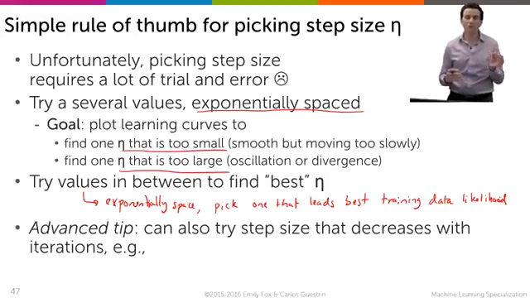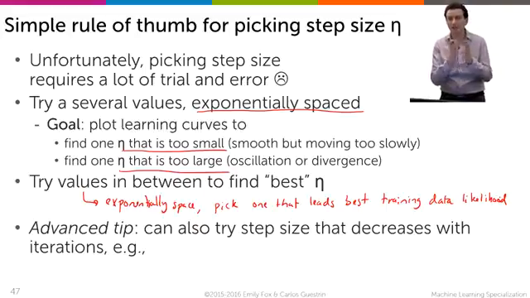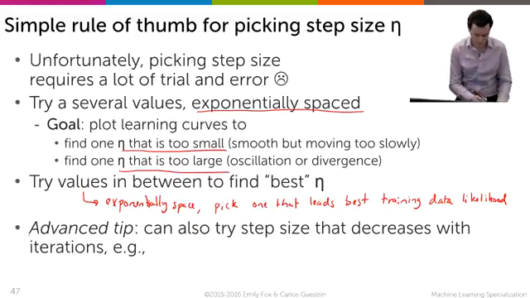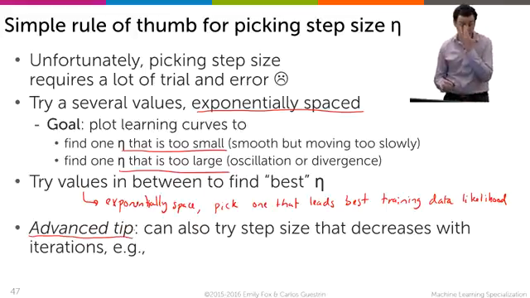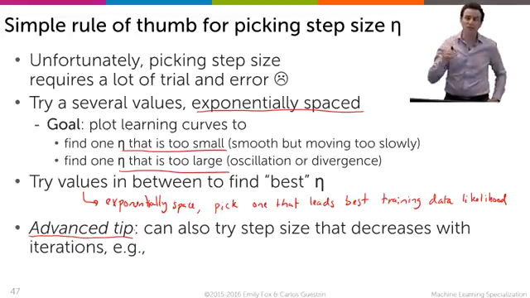Now note that we've looked at only fixed step size. Every iteration we use the same step size, like 10 to the minus 5 everywhere. Here's an advanced step. In theory and often in practice, it's good to pick step sizes that decrease over the iterations.